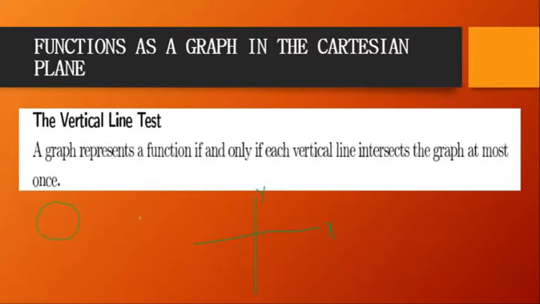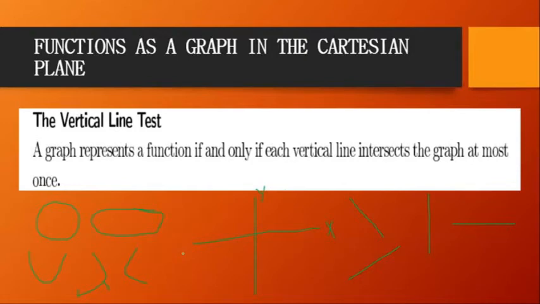Meron tayong circle. We have an ellipse. Meron tayong parabola. Meron din tayong hyperbola. Iba't ibang curves naman pwede. Meron din tayong linear graph. So either nakaslant yan, pwedeng vertical, pwedeng horizontal. Okay? So, itong mga to, yan yung tinatawag nating graphs. Ito, Cartesian plane lang yan. Okay? And kung napapansin nyo, wala na tayong numbers dyan.